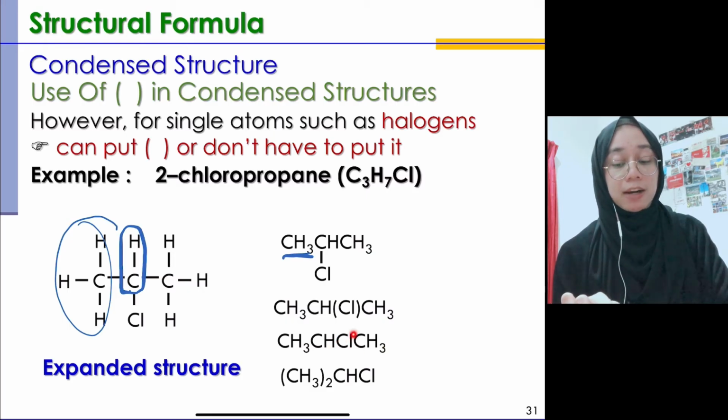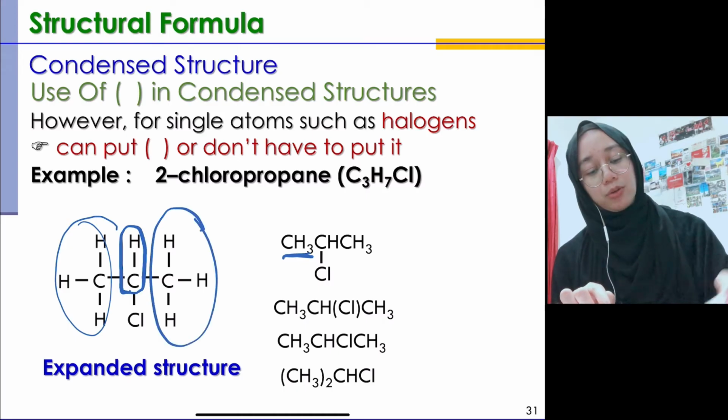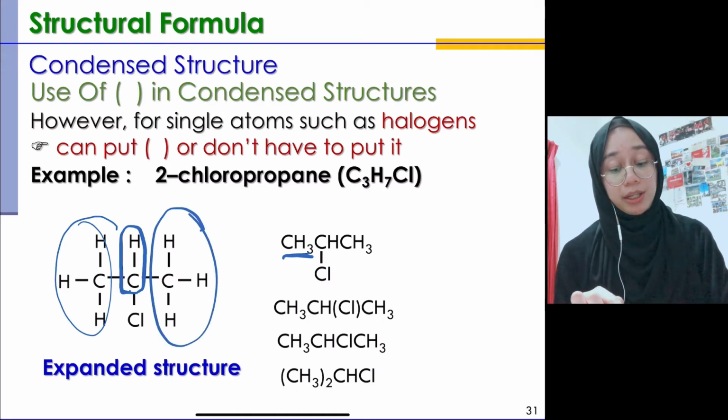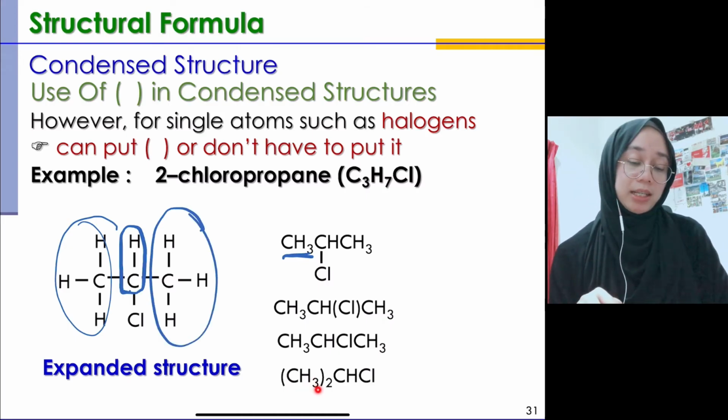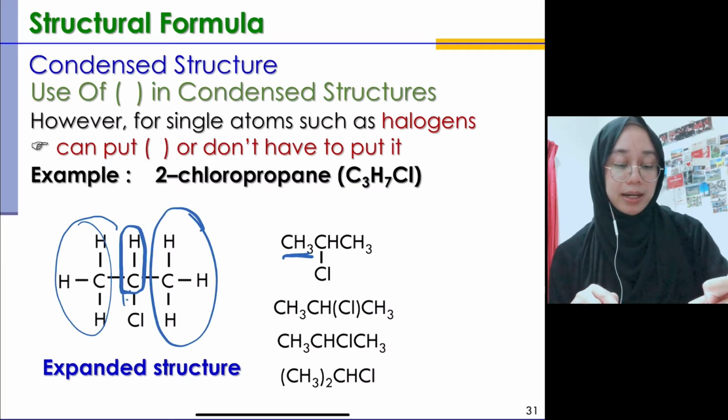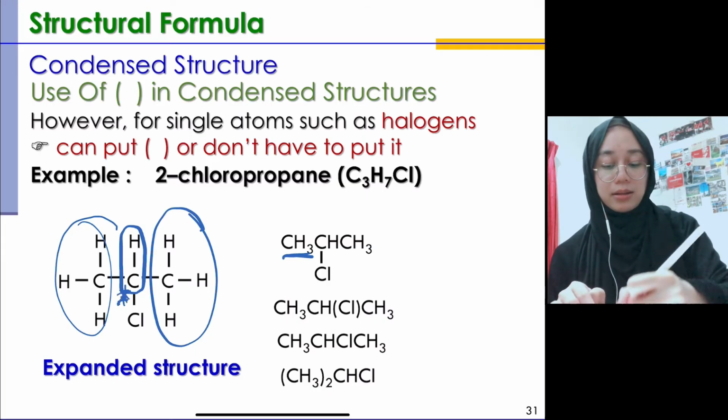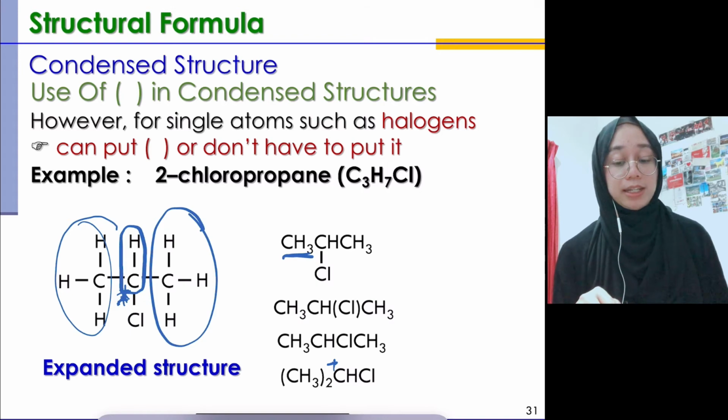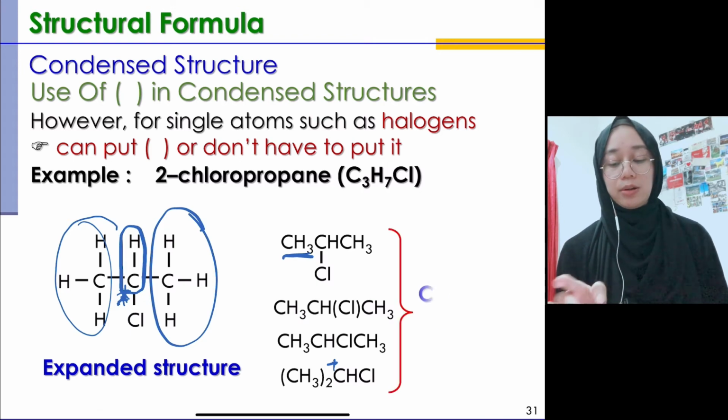Okay, and Miss akan faham lah Cl ni adalah attached kepada this carbon here. Okay, and then ataupun last kali ni, as you can see sebenarnya dia ada 2 alkyl group kan, 2 yang CH3 ni. So boleh guna bracket juga kat sini since dia attached kepada carbon yang sama. Okay, so boleh juga guna cara ni. So ada banyak cara untuk condense ni.